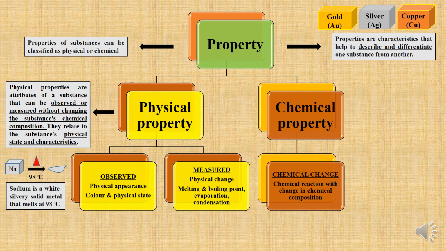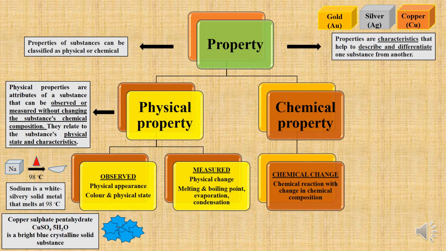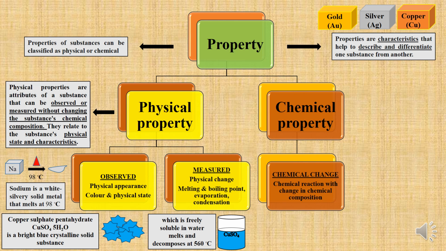Let me take one more example: copper sulfate crystals. Chemically, copper sulfate is copper sulfate pentahydrate. It is a bright blue crystalline solid substance. It is soluble in water, it dissolves, and it melts and decomposes at 560 degrees Celsius.